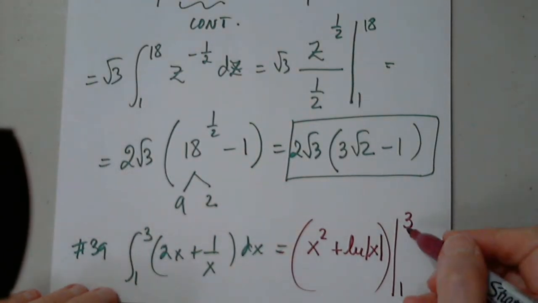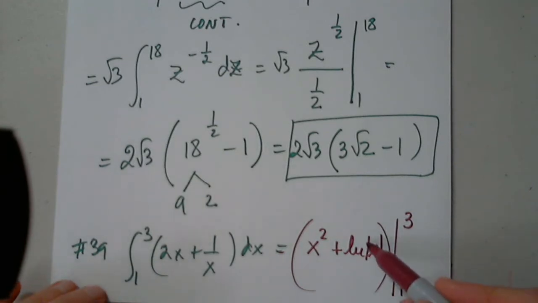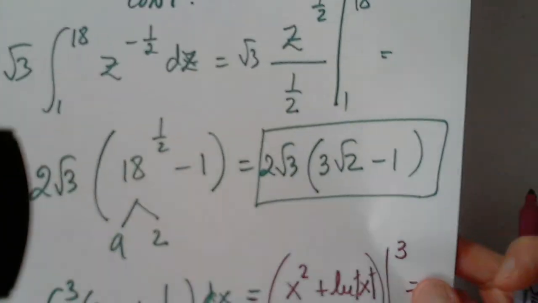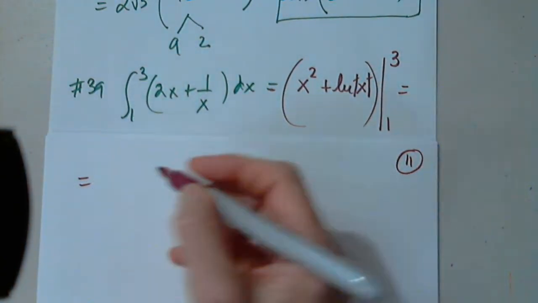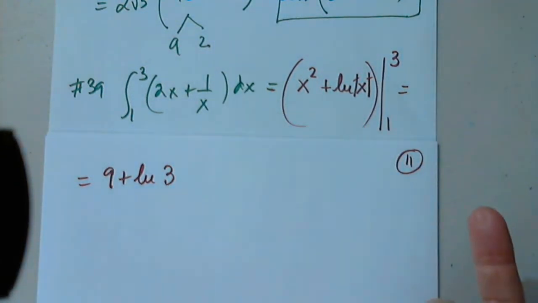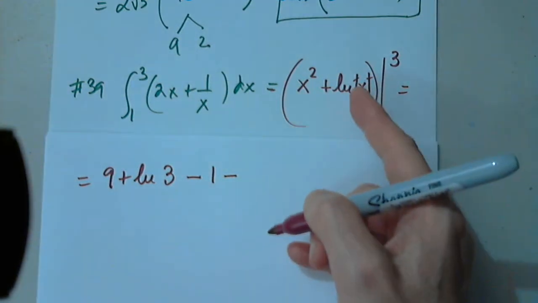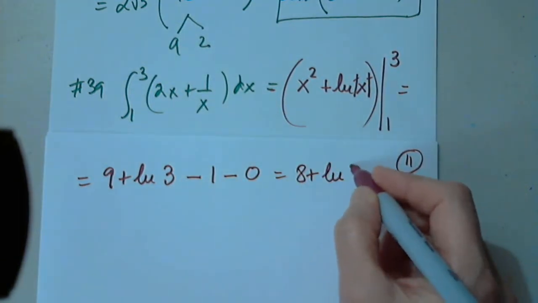Okay, so now I will plug in 3. You can say, but you're telling us this, but this is redundant because I don't need the absolute value on 1 to 3. True, but initially I have to write it. And then I'll drop it because it's 1 to 3. So the answer will be 9 plus natural log 3, and of course no absolute value, minus when I plug in 1, but that's 0. So the answer will be 8 plus natural log 3.